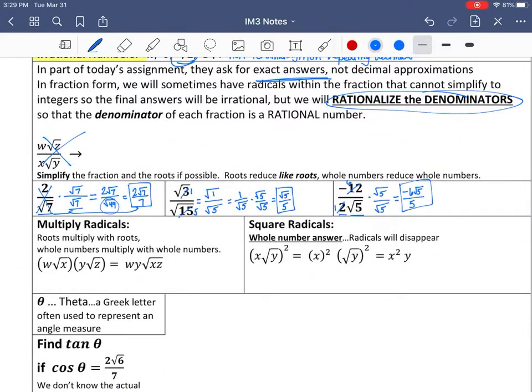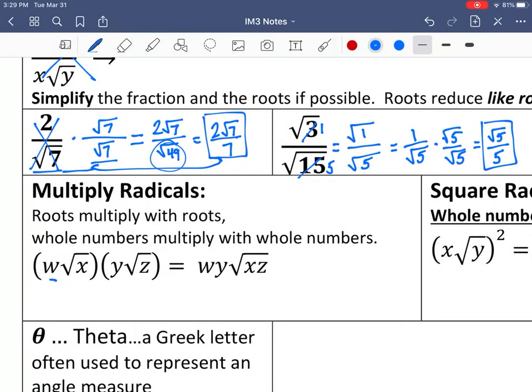So what's the purpose in doing all this? Well, let's see. Multiplying radicals, pretty easy. You multiply outside with outside. That gets you your new outside. Inside with inside gives you your new inside. That's your basic rule for that.